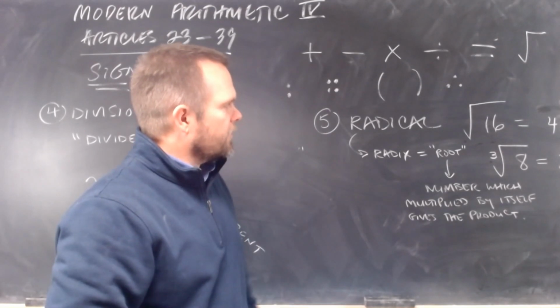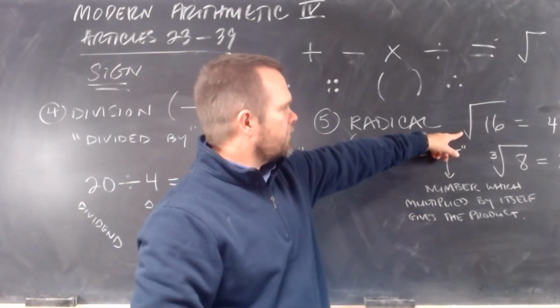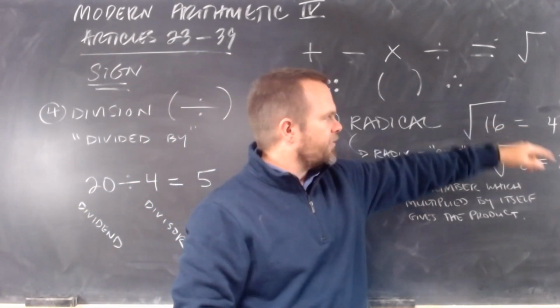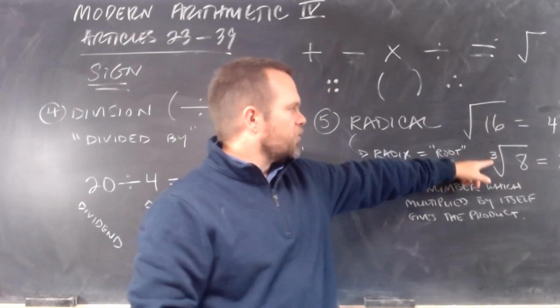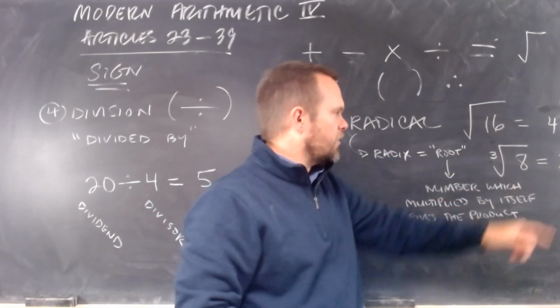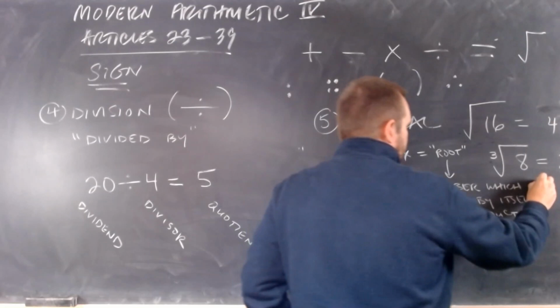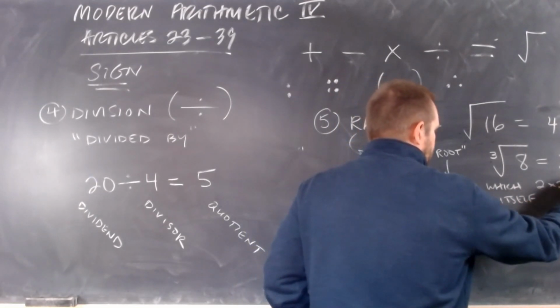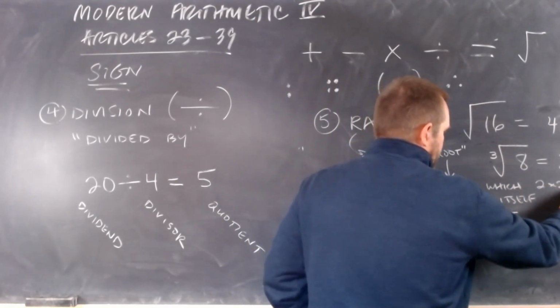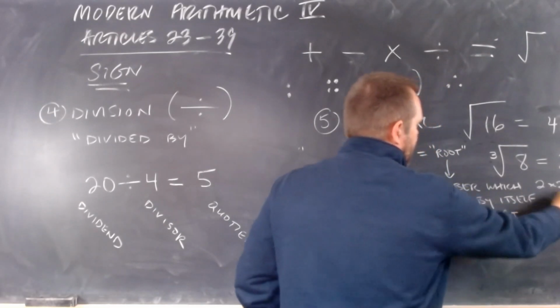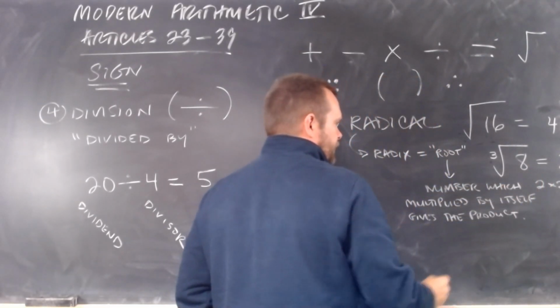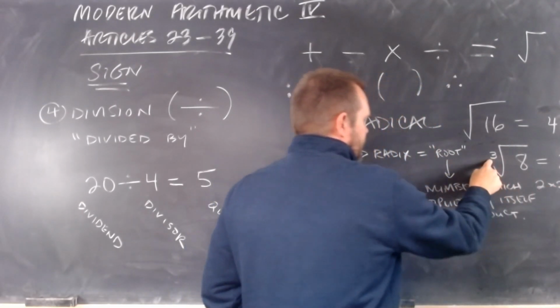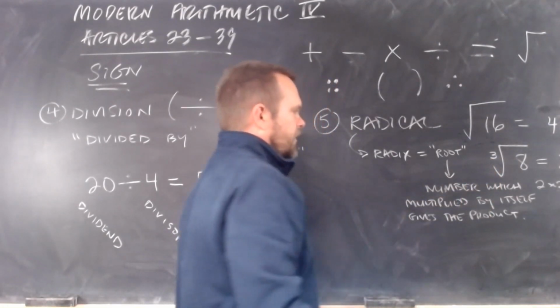And that's how these are read. The square root of 16 equals 4. The cube root of 8 equals 2. Because 2 times 2 times 2, 2 taken 3 times, equals 8. 2 is taken 3 times, and that's what that number signifies.